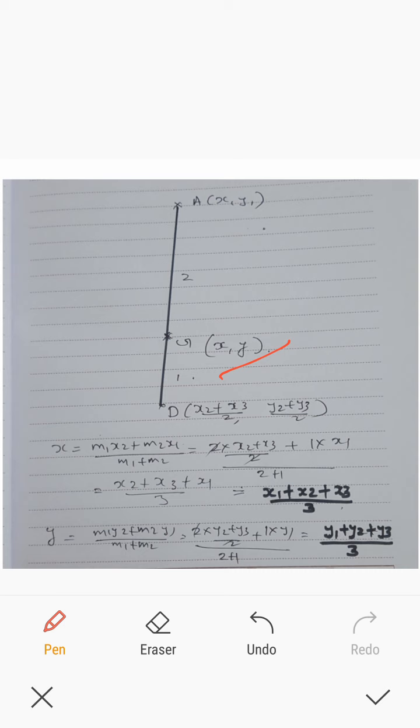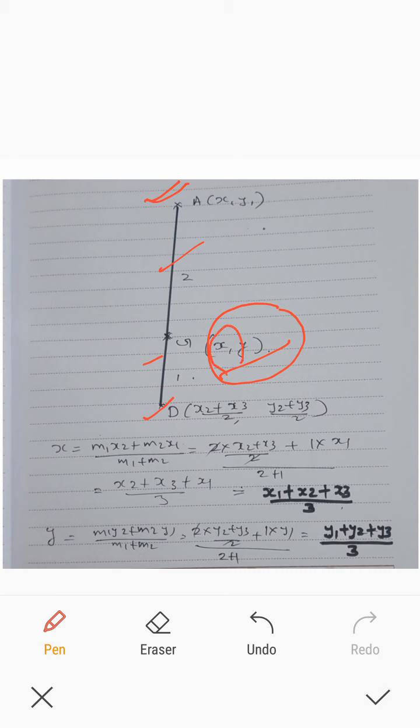As I told you before, among the 4 measures mentioned in the section formula, if you want to find one measure, the other 3 must be given. In this case, we have to find the coordinates of the point of division. So are the coordinates of the endpoints given? Yes. Coordinates of A are x1, y1. Coordinates of D are x2 plus x3 by 2, y2 plus y3 by 2. And the ratio of division should also be given. That is given to us as 2:1, because the centroid divides each median in the ratio 2:1.